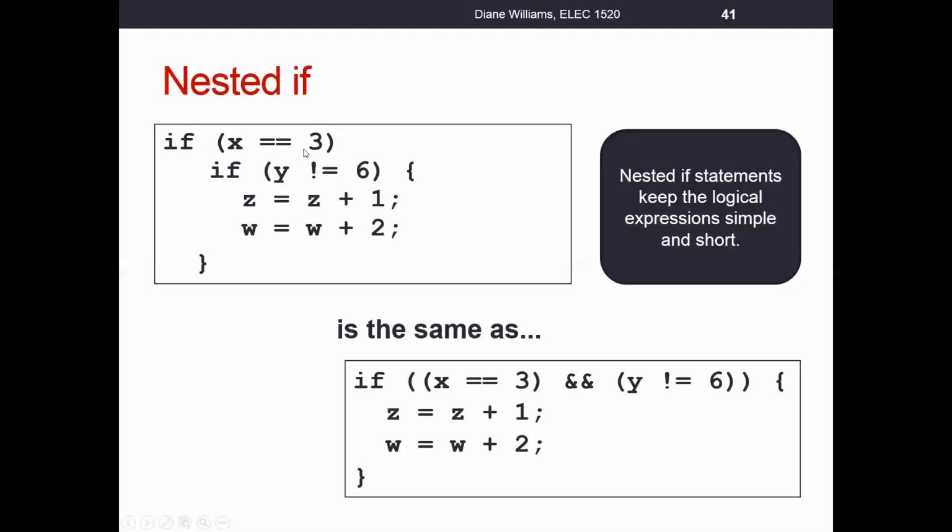Okay, so as I said, these statements inside here will only execute when x is equal to 3 and y is not equal to 6. We could rewrite that in this fashion. We could rewrite it as if x equals 3 and y not equal to 6, perform the following. Right? You can write it either way that makes sense to you, whichever way is easier for you to read. These are our equivalent pieces of code.